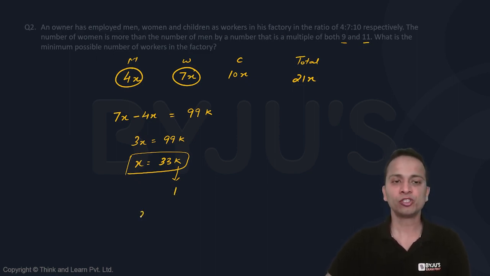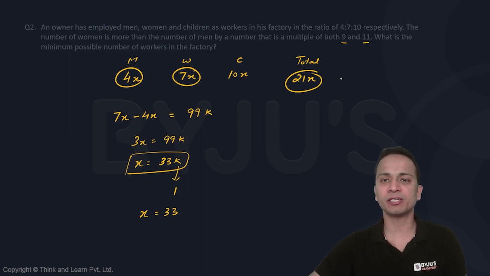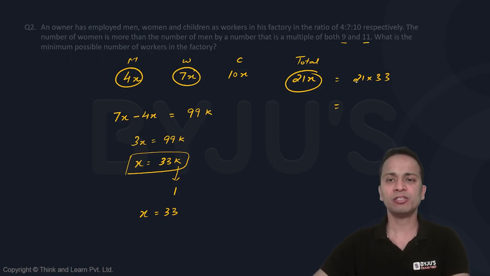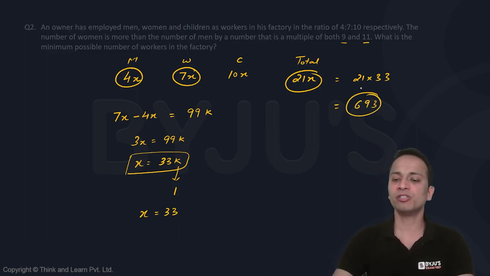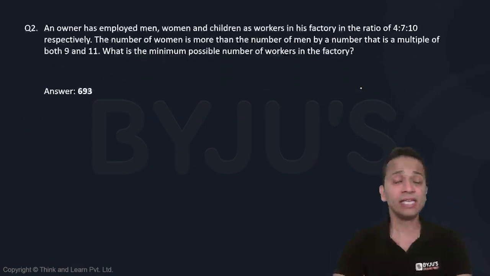Now to minimize the value of x, I must substitute the value of k as 1, which is the smallest positive integer. So from here, the minimum value of x will be 33 and substituting it here, the total number of workers will become 21 multiplied by 33. Now you can multiply these two numbers. 33 multiplied by 20 is 660 plus 33, 693 should be the minimum number of workers in the factory. And yes, this is the correct answer for this question.